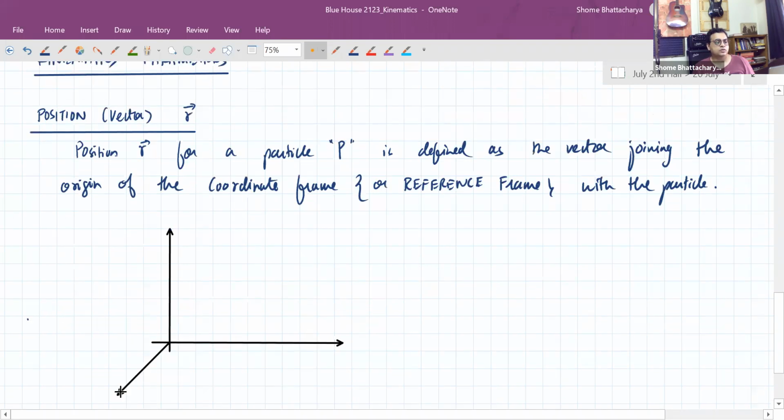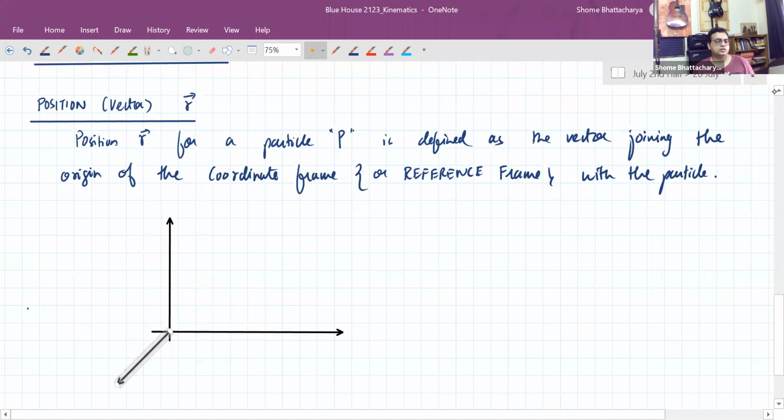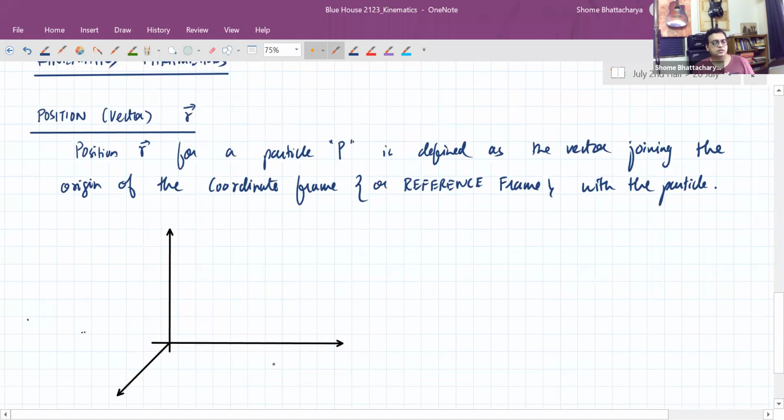So if this is a standard Cartesian or rectangular coordinate frame we have defined, X, Y, Z kind of system. And now we have a particle that is located somewhere over here. So logically one would think that if I know the coordinates of the particle, that is as good as knowing the position, and that's correct also.